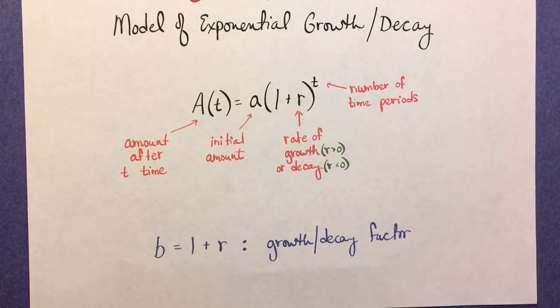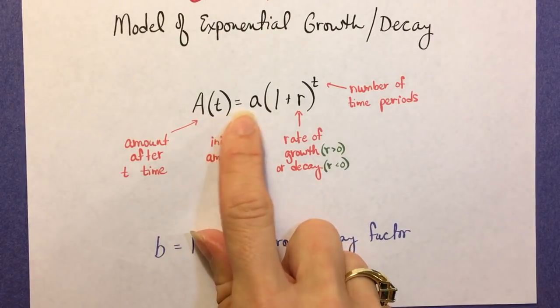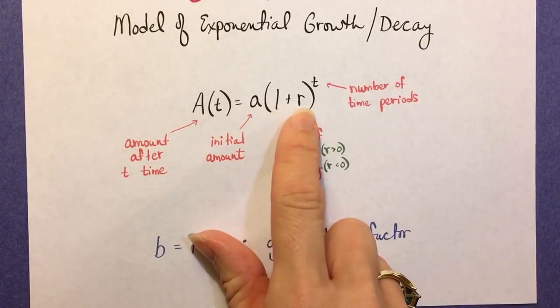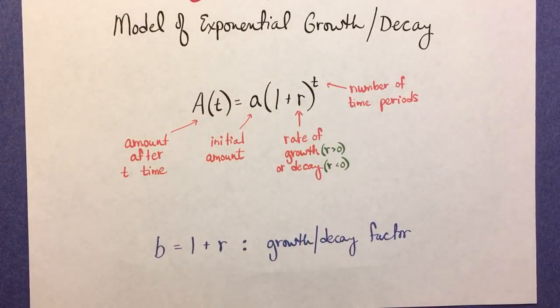Okay, now continuing on with some application. It says model for an exponential growth or decay problem. So this is basically a formula that we're going to be dealing with. So we have A of t is equal to A times 1 plus R to the t power.